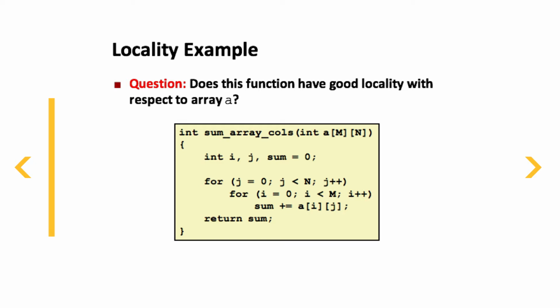We're referencing n first and then m. So this is the opposite, right? With row major order, we've got bad locality here, because we're referencing columns first. So we're going to be jumping around in memory to reference each element that we reference in turn.